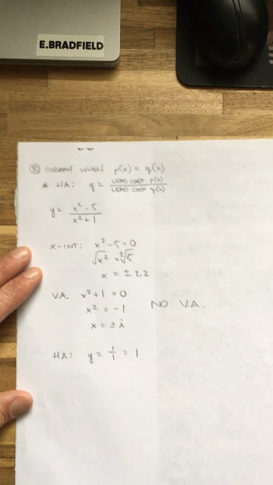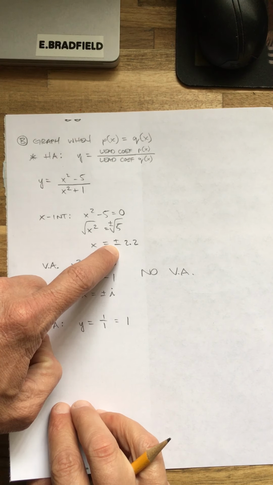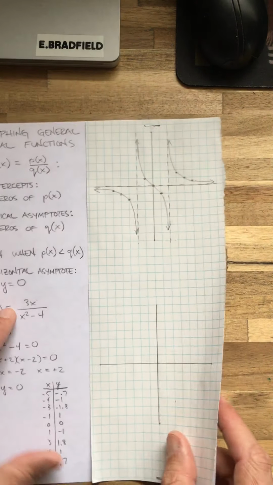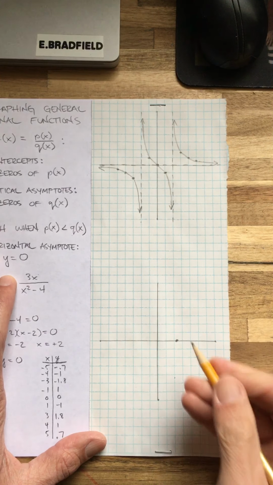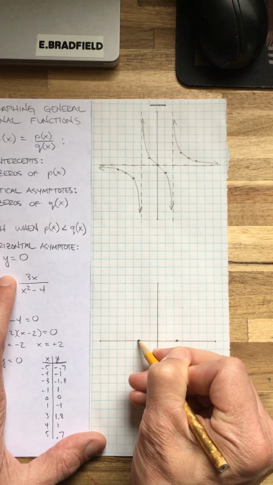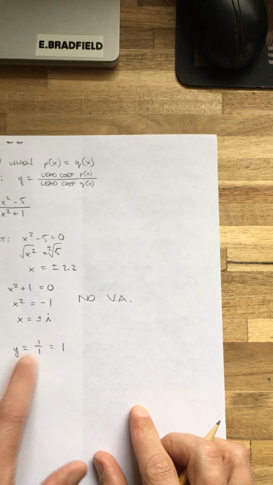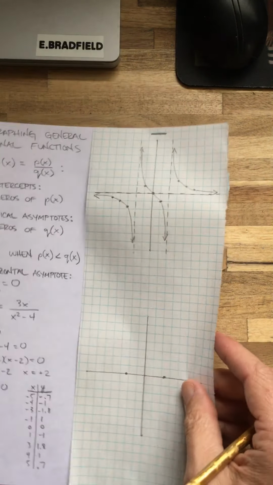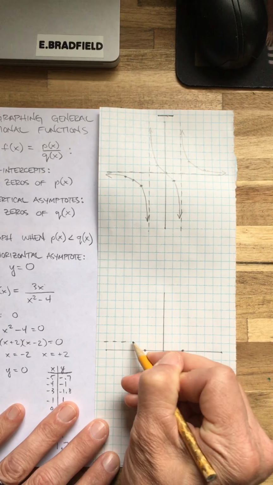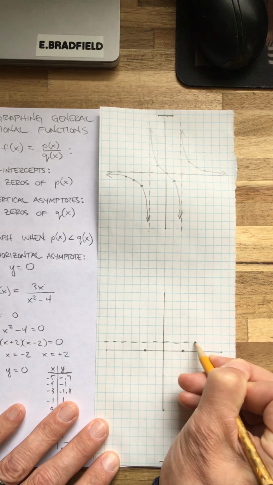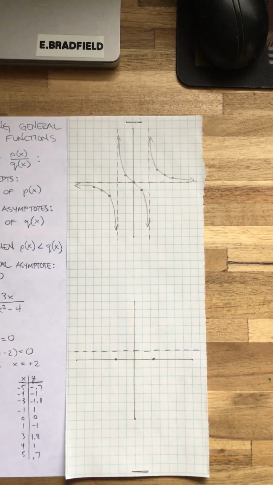So let's go ahead and graph that guy. We have x-intercepts of plus or minus 2.2, so 2.2 right here and negative 2.2 right there. We do not have a vertical asymptote and we do have a horizontal asymptote of 1, so let's put a horizontal asymptote of 1 right here. Now we've set everything up that we want.